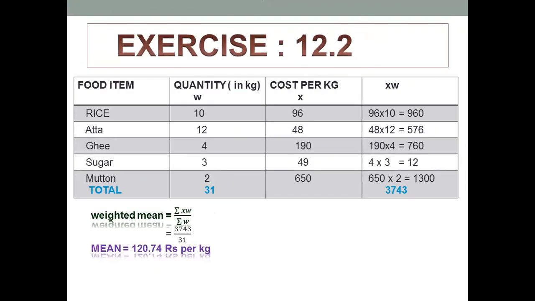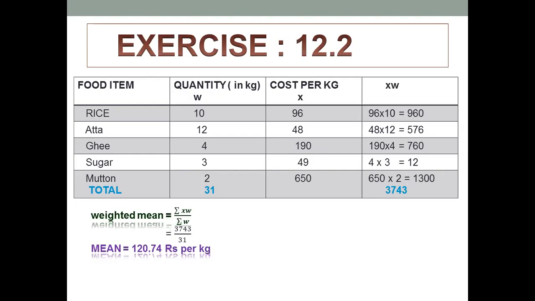We add the numbers and divide by the number of observations. But here two quantities are given side by side, in two columns. So we apply the weighted mean, according to its definition. The quantities we represent with W because this is the weight, and the cost price is X. According to the rule ΣXW: 96 multiplied by 10, 48 multiplied by 12, 190.